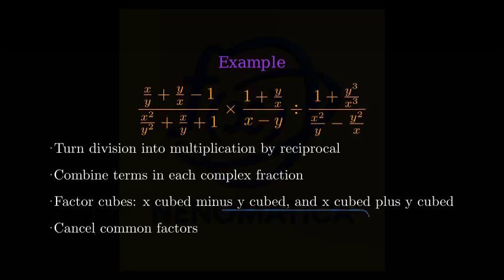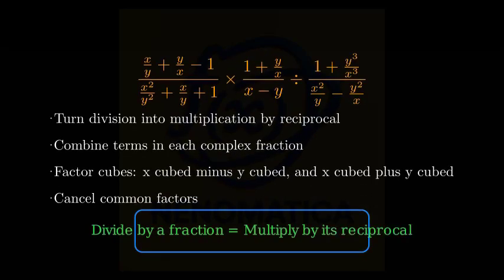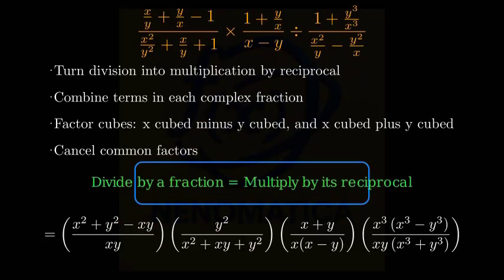Step 1 and 2. Replace the division sign with multiplication by the reciprocal. Now rewrite each complex fraction using common denominators. The top left becomes x squared plus y squared minus xy, all over xy. The bottom left becomes x squared plus xy plus y squared, all over y squared. 1 plus y over x becomes x plus y over x.